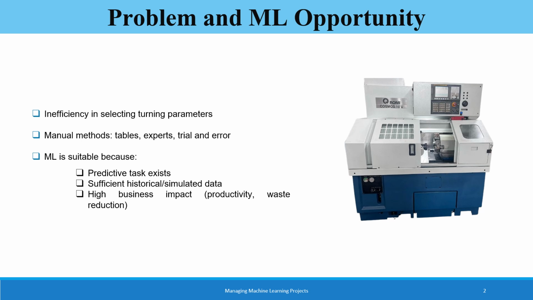First, because there is a clear predictive task: estimate the optimal cut parameters such as speed, feed rate, and depth of cut. Second, because we have access to sufficient data, including historical machine records and simulation results. And third, because the business value is high. Optimizing these parameters can lead to significant gains in production and reductions in material and tool waste.